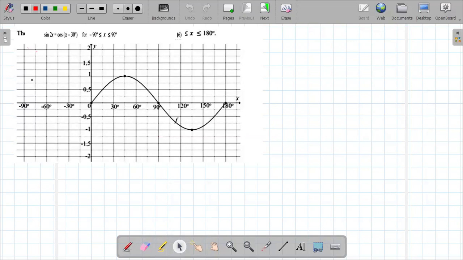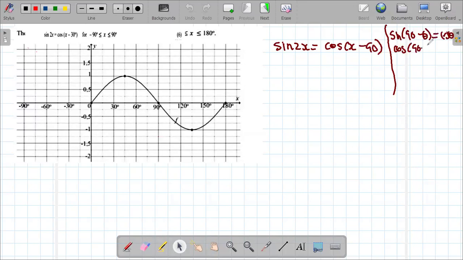Okay, let me do this. We have sine 2x equals cos of x minus 30. We can either convert one of the two. For us to convert one of the two, we need something called, let me just write it for you, sine of 90 minus theta gives us cos theta. And then cos of 90 minus theta gives us sine theta.